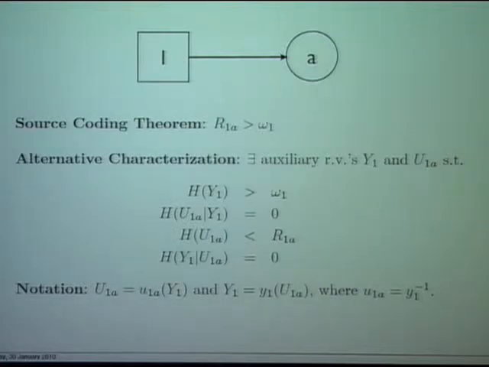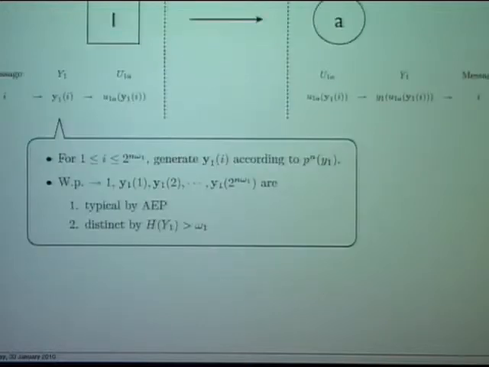Now, this is the notation we are going to use over and over again, because this constraint says that u1a is a function of y1, so we are going to write u1a as small u1a of y1. And likewise, for this constraint, it says that y1 is a function of u1a, so we write y1 equal to small y1 of u1a, where u1a and y1 are just inverse functions of each other. So let's take a look at how we make use of these auxiliary random variables. So we have a message I with rate omega 1.